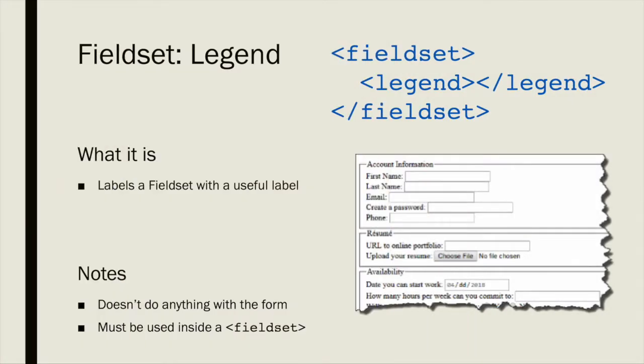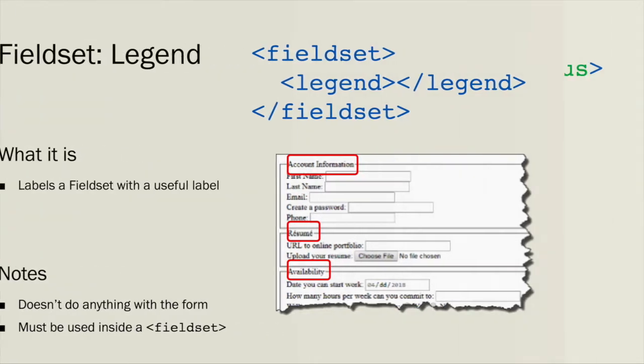Inside the field set, we have legends. Legends are labels that a field set can use to label what the field set is about. Notice that it doesn't do anything to the form itself, but it must be used inside of a field set. So to use the same image example as before, you see that account information, resume, and availability are all legends of these field sets. Keep in mind you must use this inside of a field set. By itself, it doesn't really do anything.